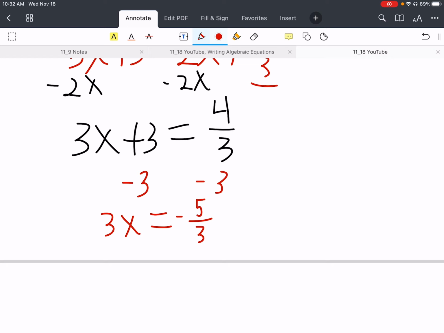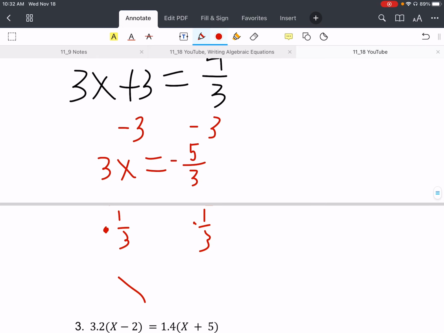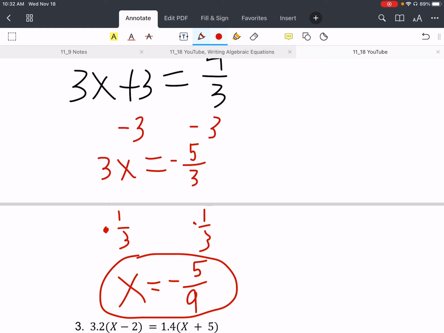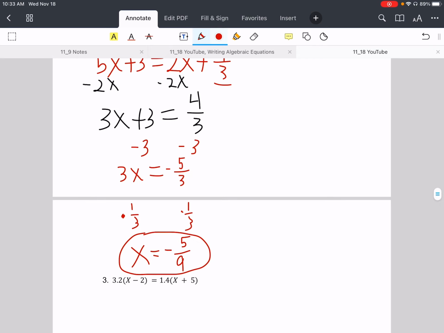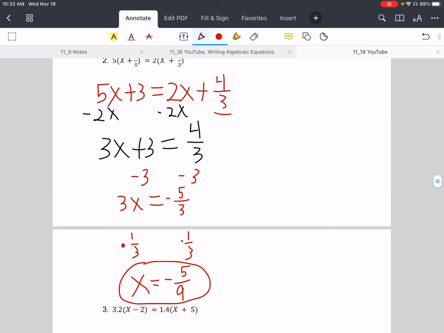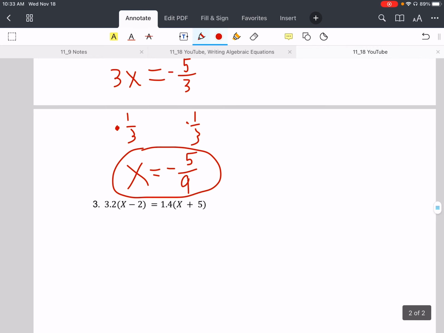And we can multiply both sides by 1/3. And we get a total of x equals negative 5/9. So again, a lot of options, and you can figure out how you like to solve these.